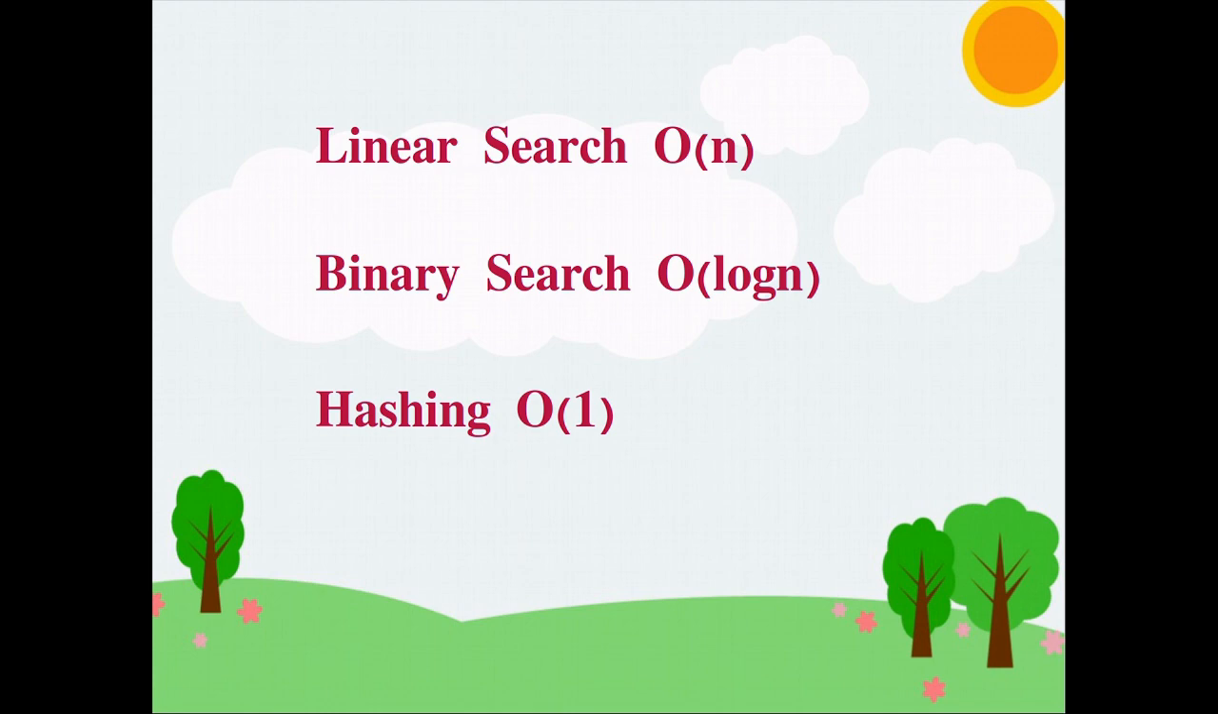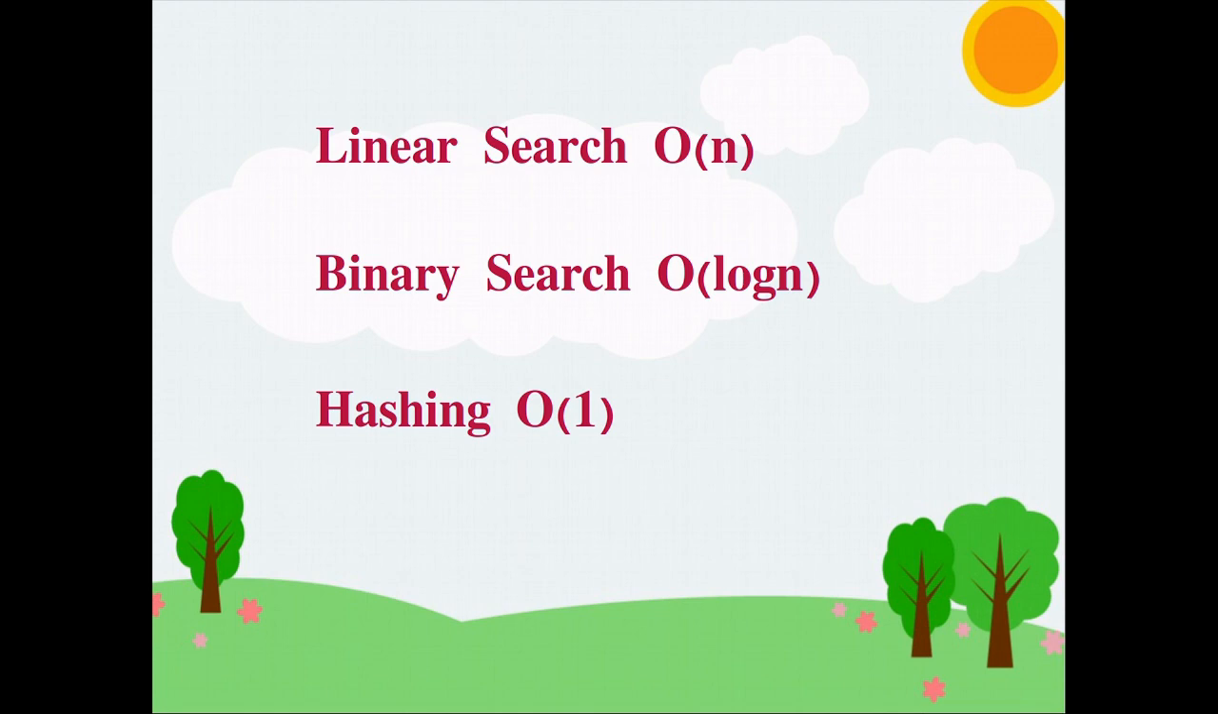But if you're talking about binary search, the complexity of binary search is O(log n). This is much better than the complexity of linear search, right? But binary search is only applicable for sorted data. It will not work for unordered data. This is the con of binary search.